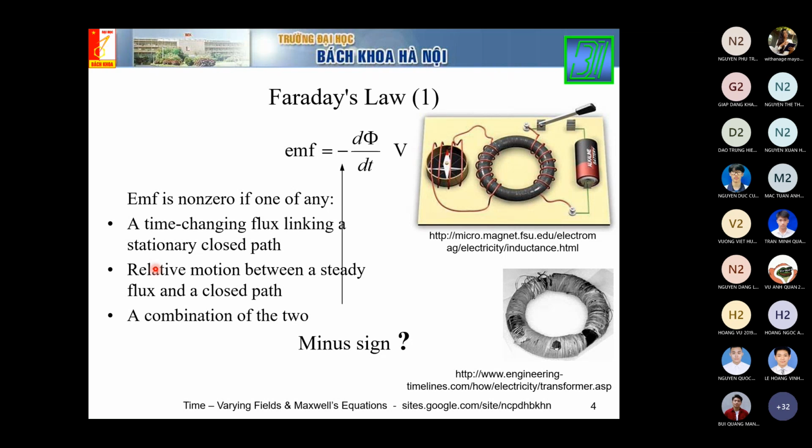What about this sign? I think you knew this. According to Lenz's law, this is minus. This law says that the EMF here produces a current. That current in turn produces another magnetic field, and that magnetic field is opposite to the previous magnetic field that produced the previous current. Okay.